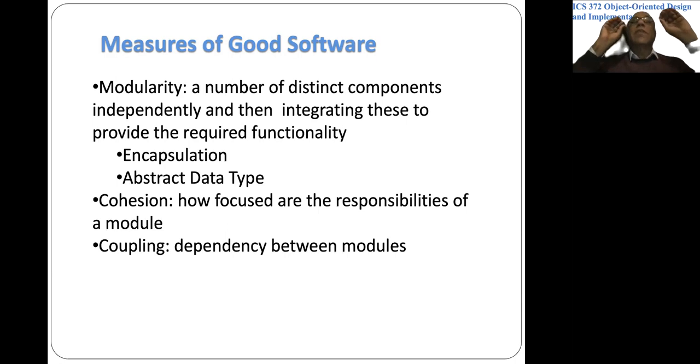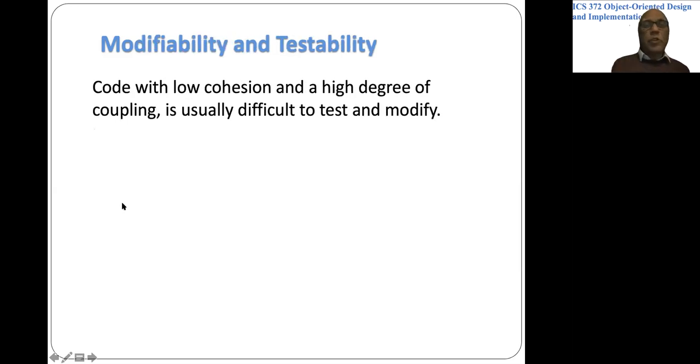You want, for example, a Java method to do certain things, but you don't want unnecessary things to be done by it. Okay. Coupling means how dependent is one module on another. You will see these two things recurring so many times this semester. Then you should be able to modify your modules easily, and you should be able to test them.